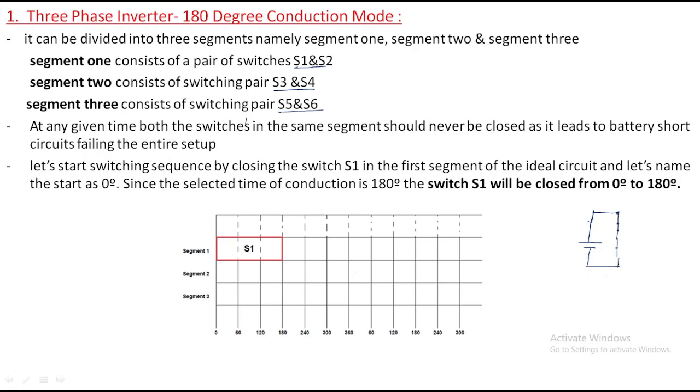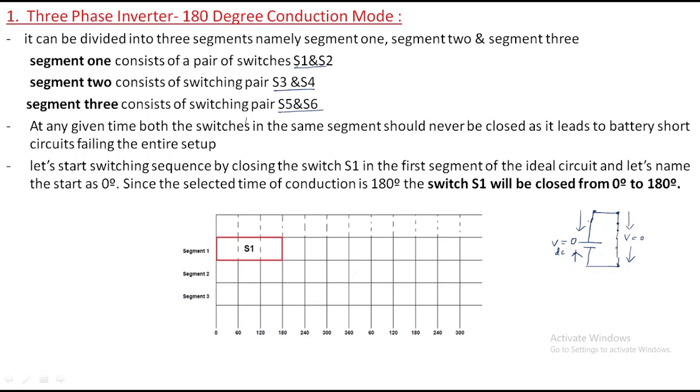What is the voltage across a short circuit? The voltage across a short circuit is zero. These both are connected in parallel. Automatically the input voltage will become zero. Then the circuit will be damaged. That's why we never turn on the switches in the same segment at a time. Understand? So this is the concept, right?